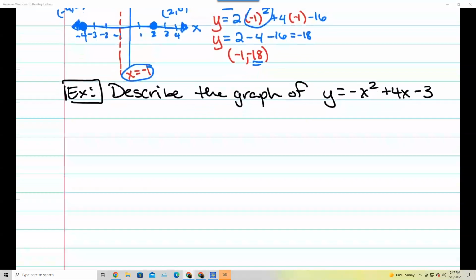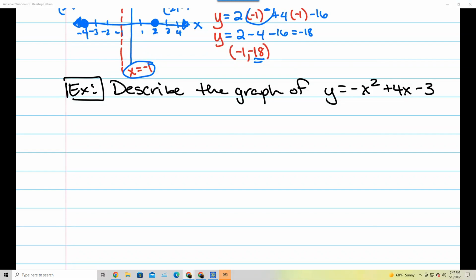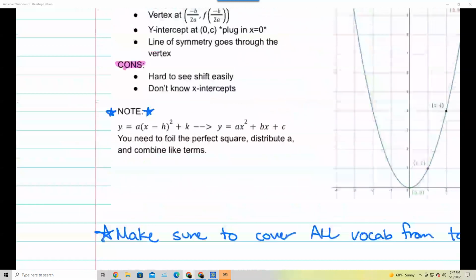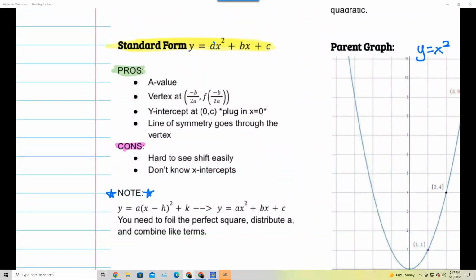All right, last one. I want to describe the graph of y equal to -x squared plus 4x minus 3. This is in standard form. They didn't tell me to put it in vertex form. They didn't tell me to put it in factored form. So I'm going to go straight from here. That means I'm going to go and do the stuff here.